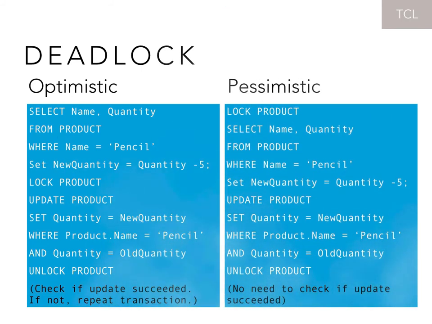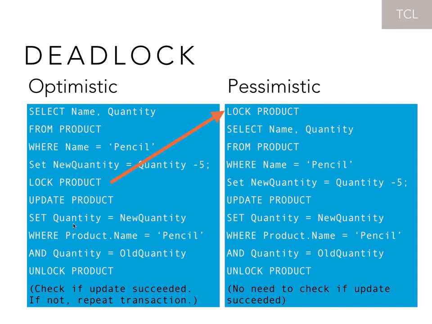In a pessimistic approach, we would get the lock first before we do anything because we're assuming that something bad's going to happen and we're going to keep it from happening. The second difference is at the bottom of this optimistic approach: we have to make sure that the update succeeded. If it didn't succeed for some reason, if we had strange values unexpected from what we did, then we would have to repeat the whole process again. Whereas with pessimistic, you don't have to check and repeat because you know that it worked because you locked first.